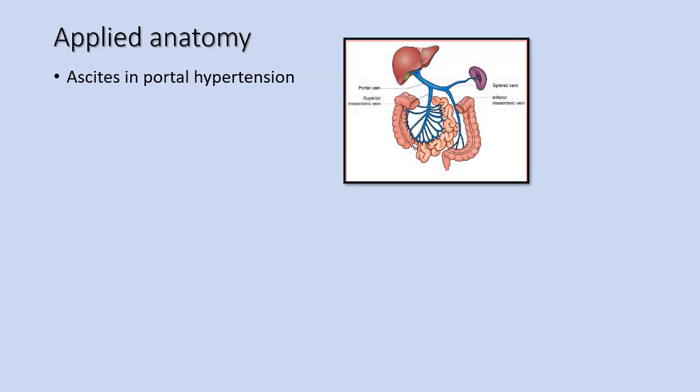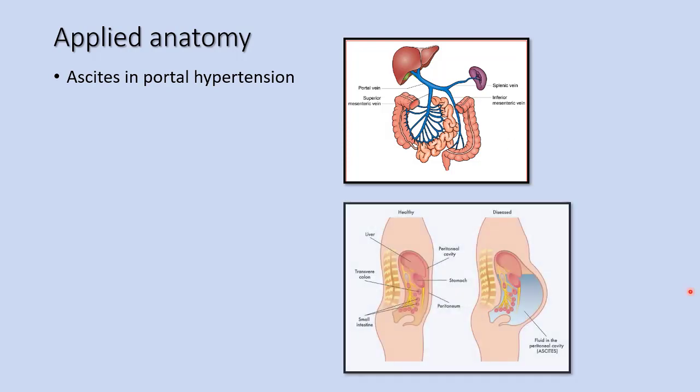Let us look at the applied aspects. Ascites in portal hypertension. Whenever these veins are congested because of cirrhosis of liver or increased tension in portal vein, leakages happen in the capillary bed, and fluid will collect in the peritoneal cavity, which is known as ascites.